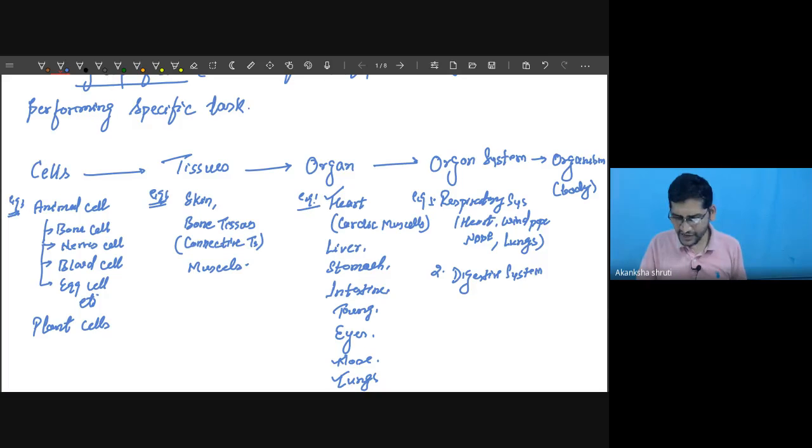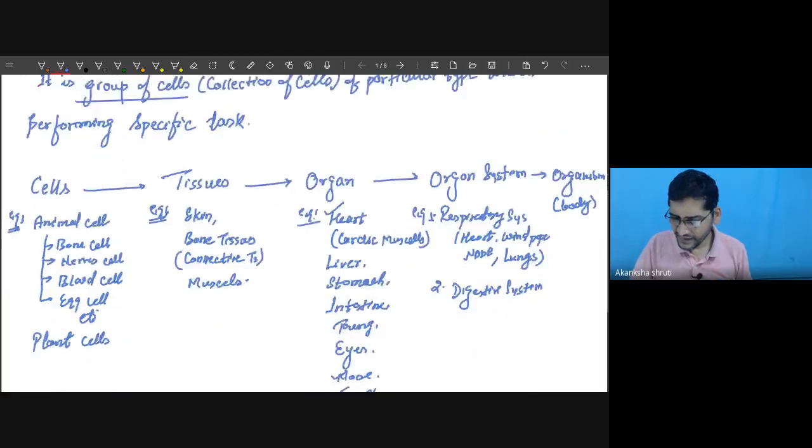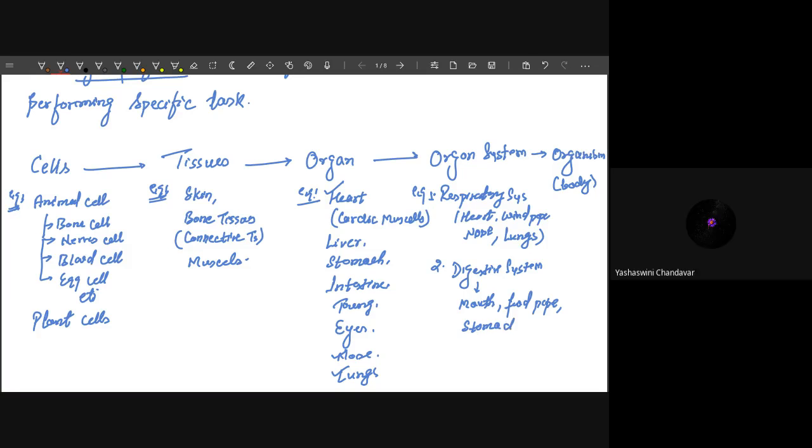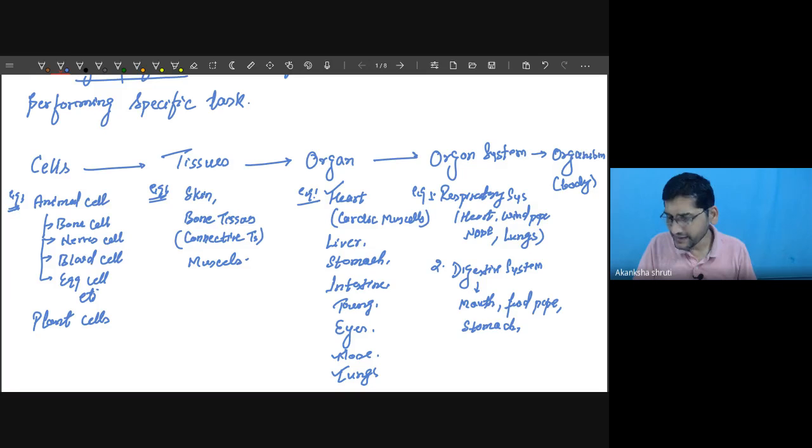In the digestive system, for example, which organs are there? Mouth. It starts with the mouth. Then there is the food pipe, the esophagus. Yes, it is called the esophagus. Very good. Then it goes to the stomach. After the stomach, the intestine: small intestine, large intestine. These things we will learn in class 10th.